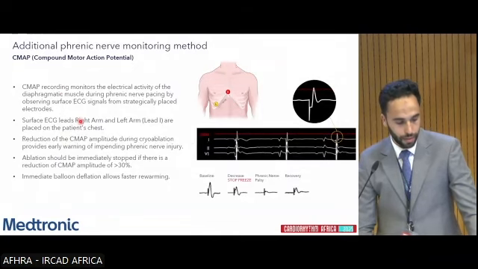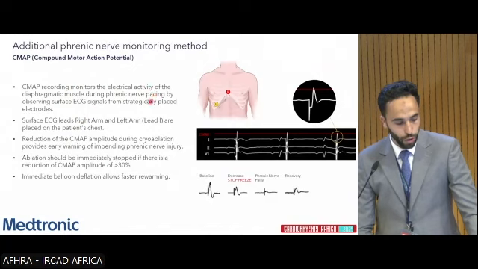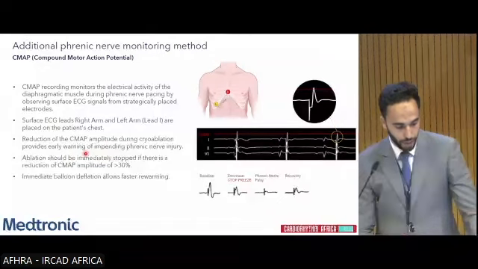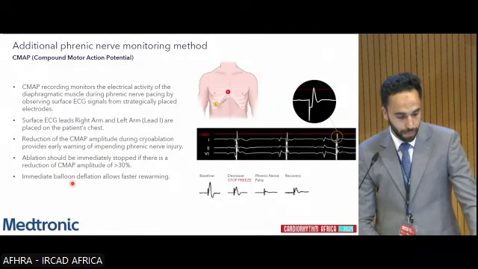The last slide is about CMAP, or compound motor action potential. CMAP recording monitors the electrical activity of the diaphragmatic muscles during phrenic nerve pacing by observing the surface ECG signal from strategically placed electrodes. Surface ECG leads right arm and left arm lead one are placed on the patient's chest. Reduction of the CMAP amplitude during cryoablation provides early warning of impending phrenic nerve injury. Ablation should be immediately stopped if there is a reduction of CMAP amplitude.